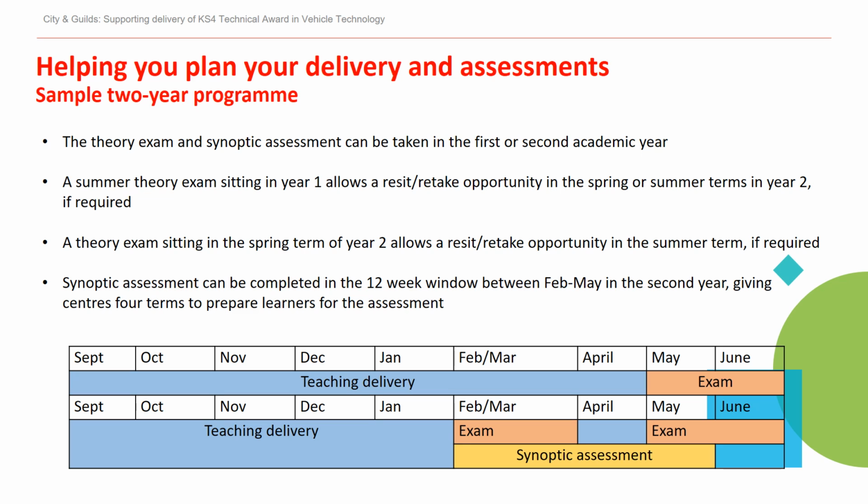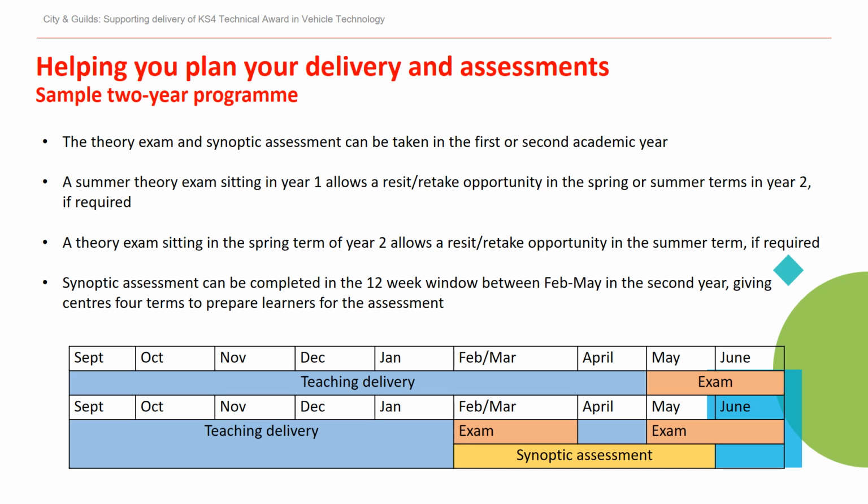Now, centres will be able to release their synoptic assignment to learners in February. In this year, the date was February the 4th when synoptic assignments went live. This date will be altered every year and will be available on the website. All the evidence for the synoptic assessment must be submitted in May, and the date again will be on the website. This year it is May the 17th.